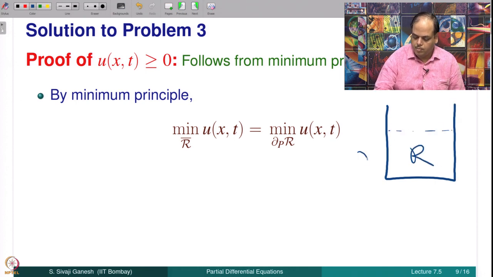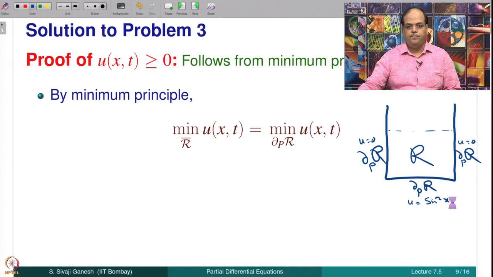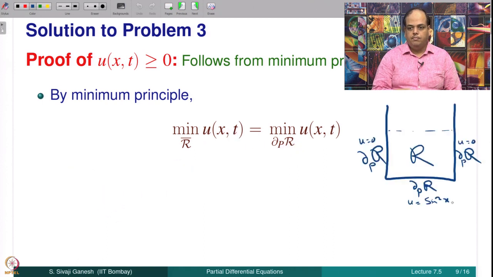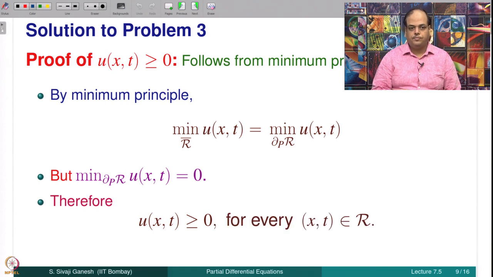This is R. So, the parabolic boundary is the union of these three lines, and u is 0 here, u is 0 here, and u is sin square x here, that is what is given to us. So, the minimum of u on the parabolic boundary is 0 because the minimum of sin square x on 0 to pi is 0. So, the minimum is 0. Therefore, the minimum of u on R closure is 0, which means u is greater than or equal to 0 on R closure, in particular on R. So, this completes the proof of the first inequality.